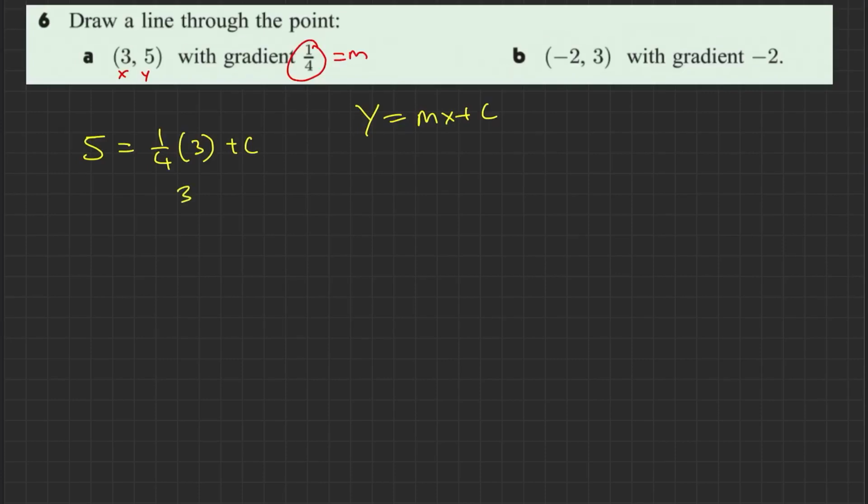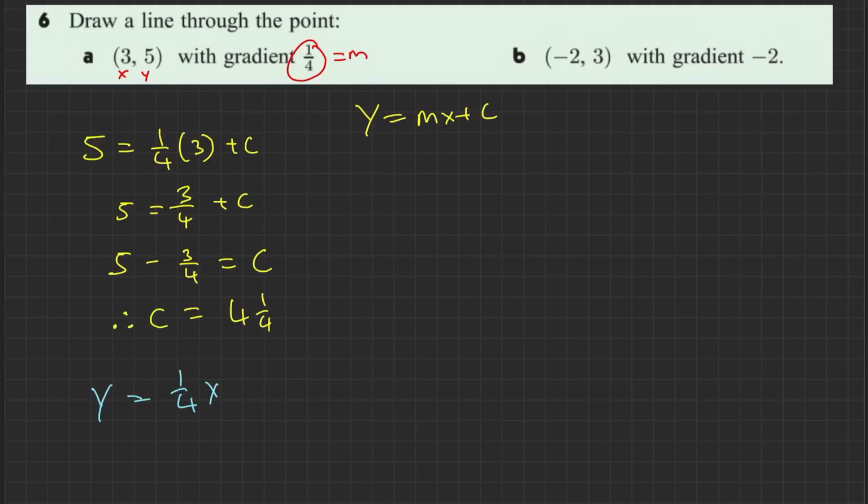So that's 3 over 4 is equal to 5 plus c. Now, if I rearrange this, I can say 5 minus 3 over 4 is equal to c. So therefore, c is equal to 4 and 1/4. So the equation for the line would be y is equal to a quarter x plus 4 1/4.